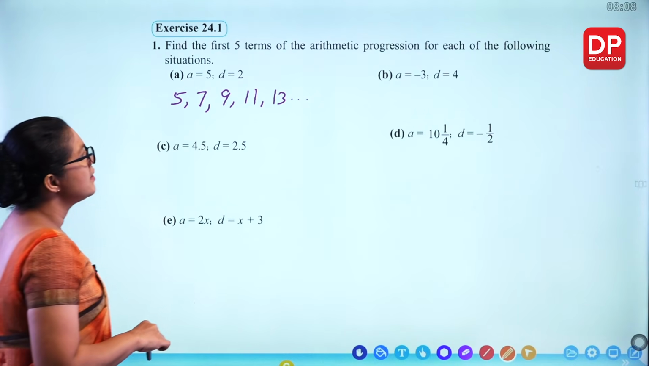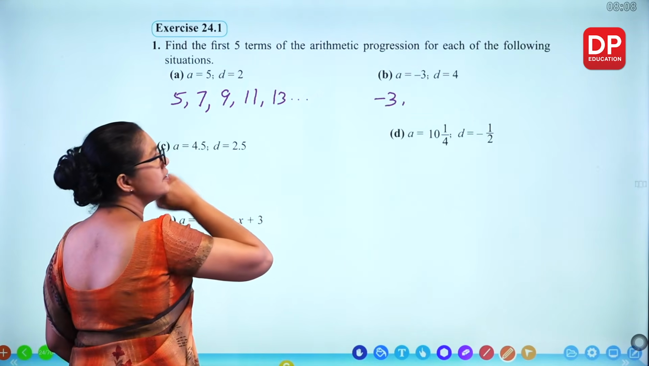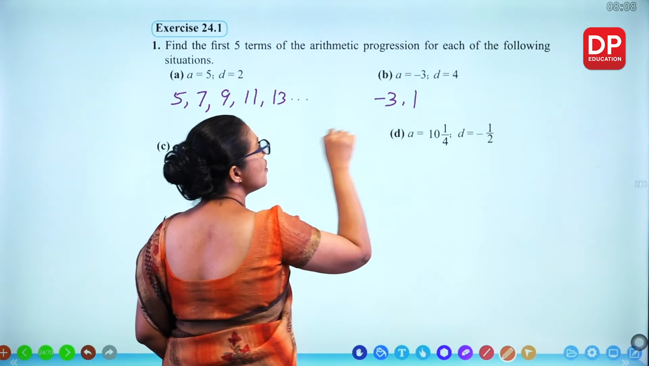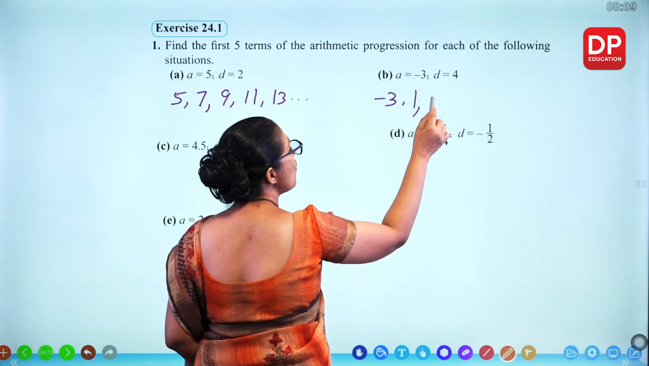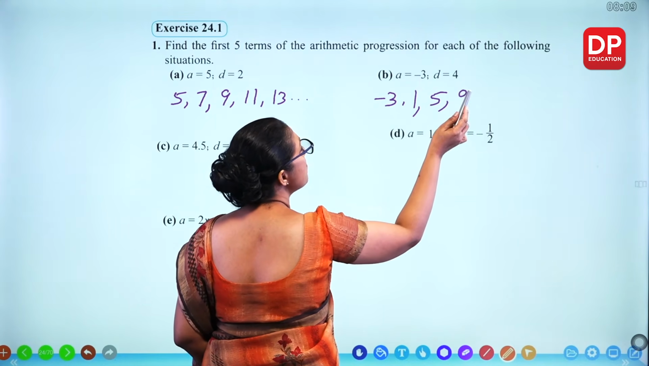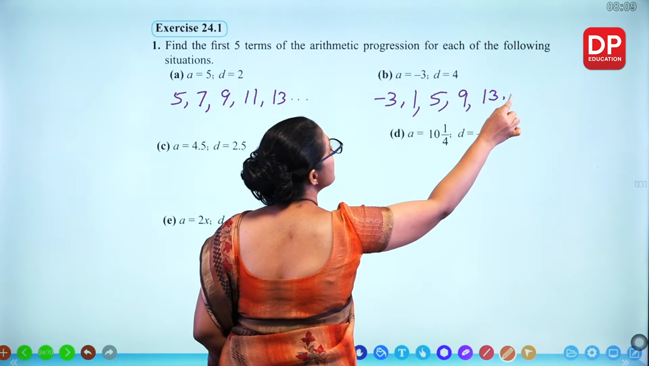Second one, a equals minus 3, the starting value. Adding 4 to that. Minus 3 plus 4, you get 1. 1 plus 4 is 5. 5 plus 4 is 9. 9 plus 4, you get 13.